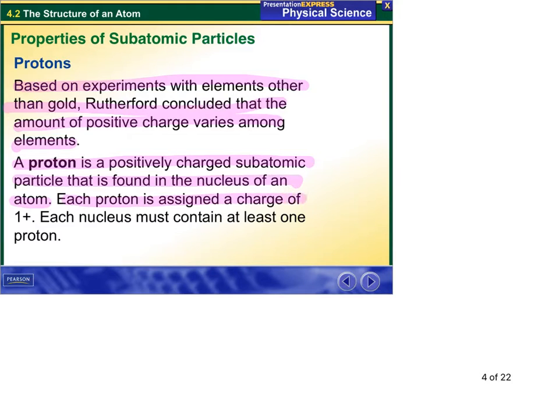Each proton is assigned a charge of 1 plus, and every nucleus has at least 1 proton.